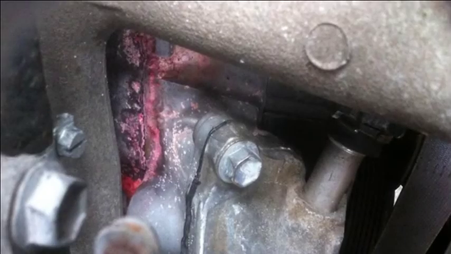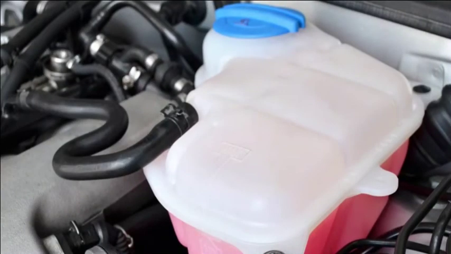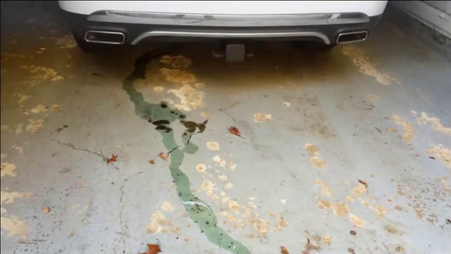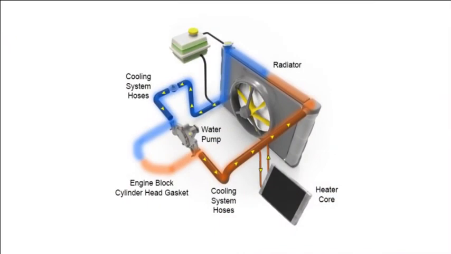Cooling system leaks are indicated by low coolant level and in many cases by dripping coolant under the vehicle. Cooling system leaks may come from the following: radiator, water pump, cooling system hoses, engine block and cylinder head core plugs, cylinder head gasket, and the heater core.